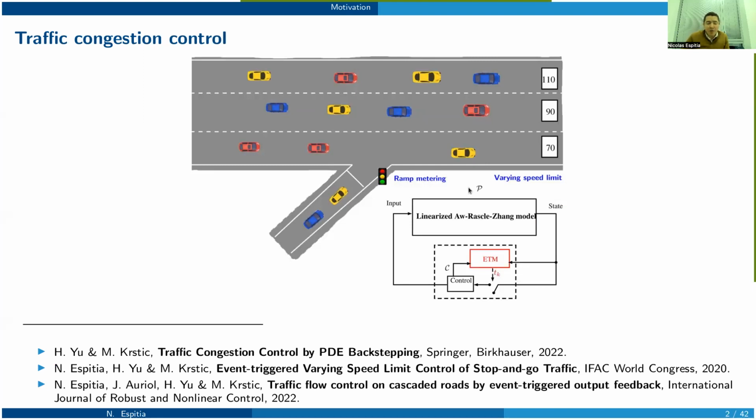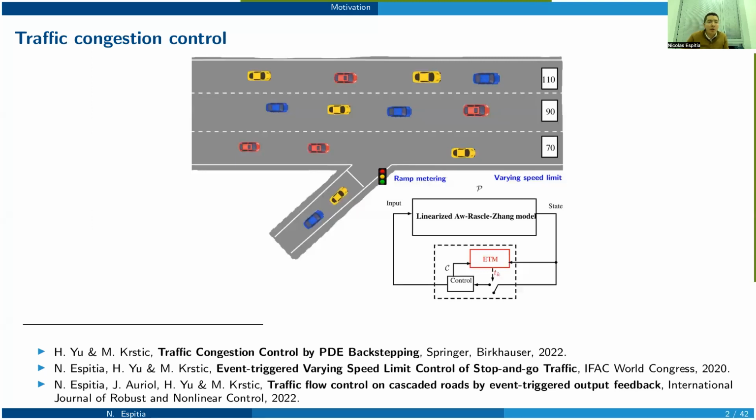But the question now is, okay, how to implement those controllers into a digital platform? And either if we use ramp metering or varying speed limits, the modulation cannot be done continuously. For example, in varying speed limit, it is not feasible to display continuously the advisory speed. It has to be done periodically or aperiodically, or better, on events based on a predefined policy while verifying the state of the freeway. Okay, so again, event-triggered control can be beneficial here.